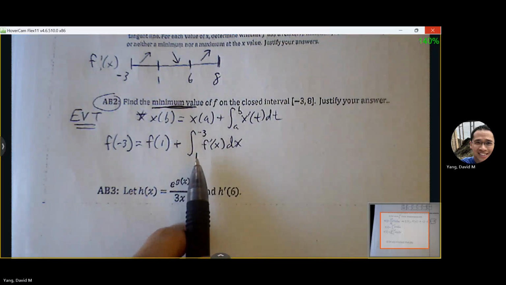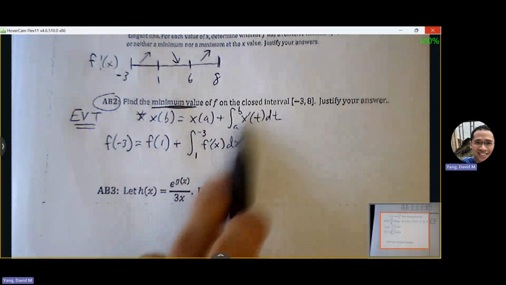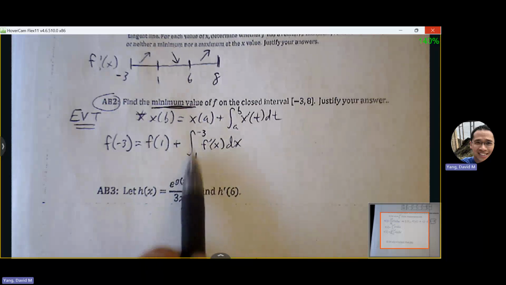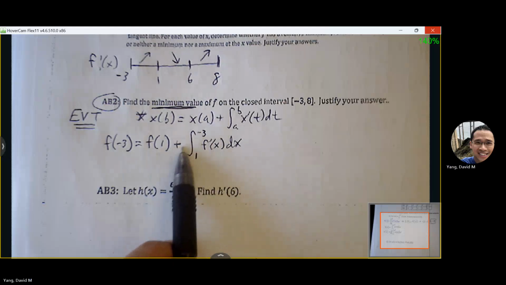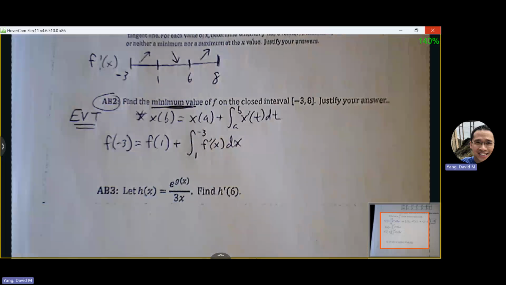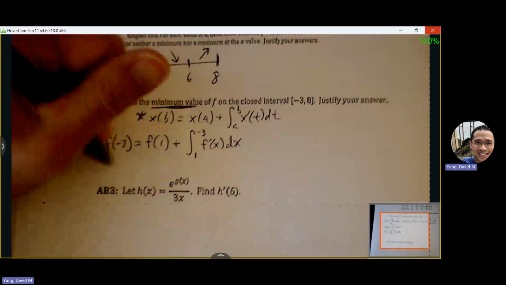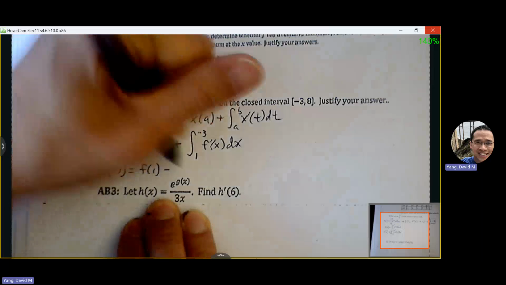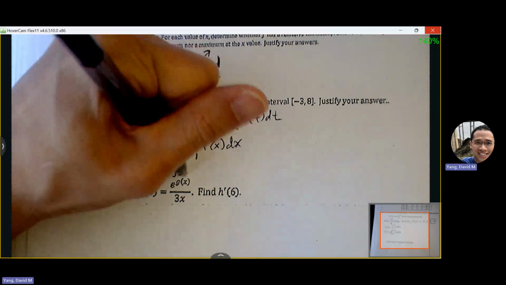So once you set up following the formula and then you realize that the bounds are out of order, then you can swap the bounds. Okay. And if I swap the bounds, I can change this to a what? What adjustment do we need to make if we switch the bounds? Negative, yeah. So f of -3 is equal to f of 1 minus the integral from -3 to 1.